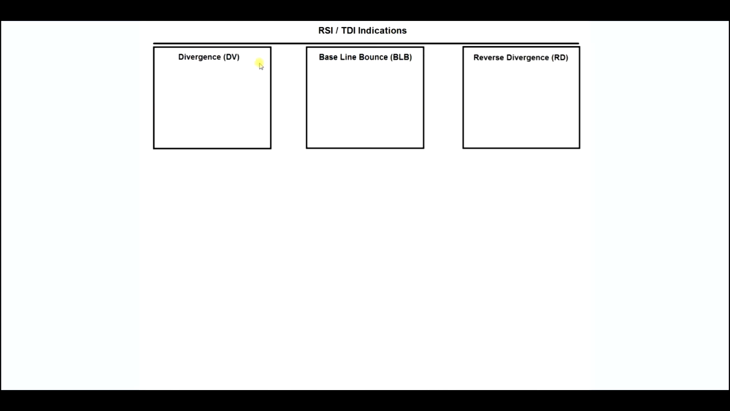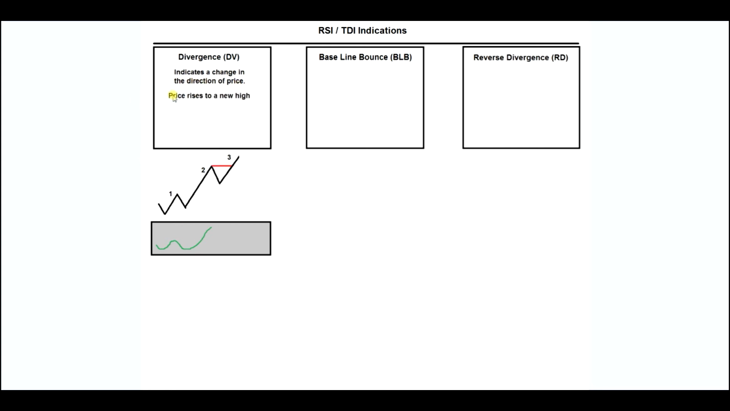So the first thing we're going to talk about is divergence. It's probably something you've already heard about. Essentially, a divergence indicates a change in the direction of price. What happens is price rises to a new high, but the RSI has a lower high. See, we have a higher high in the price, but the RSI is lower and did not go as high as the previous push too high. And we're expecting price to come down.